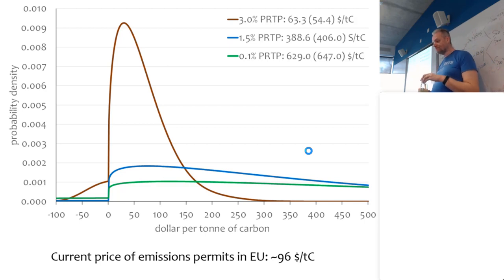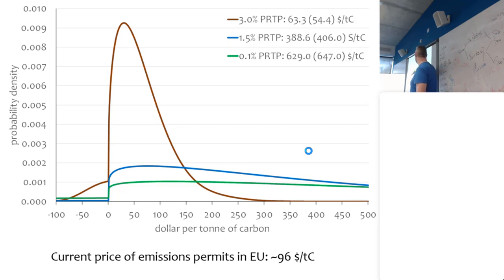If we use a lower discount rate, 3.5%, two things happen, and then we're in the blue curve. One is that your expectation increases, right? And it increases rapidly. It goes to $388.6 per ton of carbon. And the intuition here is very simple: the lower the discount rate, the more you care about the future, the more you care about the future, the more you care about climate change. And the more you care about climate change, the higher the carbon tax you would want to impose, right? So that is perfectly intuitive.